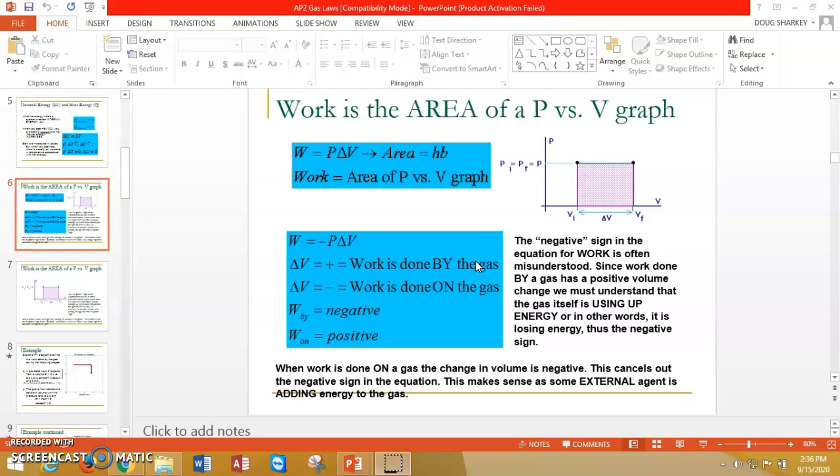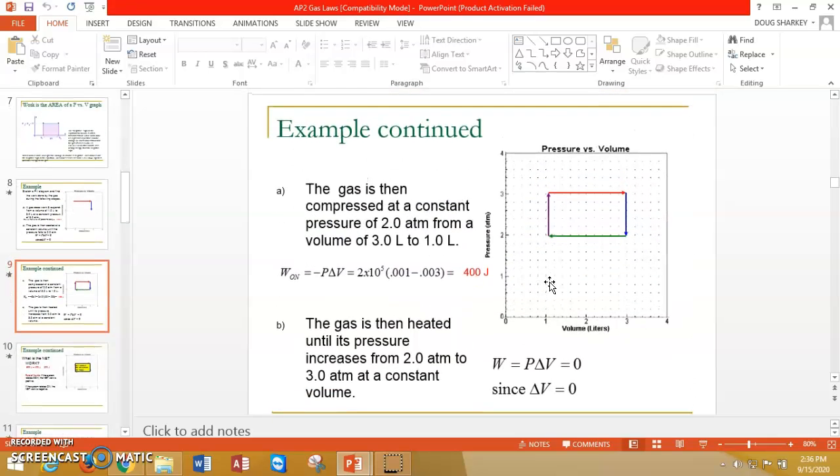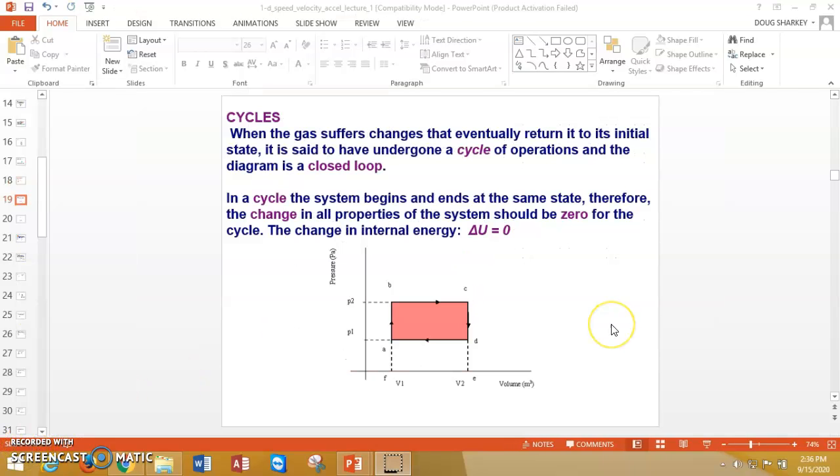So whether you're talking about by the gas on the environment or on the gas by the environment, the wording kind of matters, and I try to follow what's going on with the volume change. You'll see that when we do these new notes, and I had this example here where we went clockwise. You'll see that we're going to get the same things in the new notes.